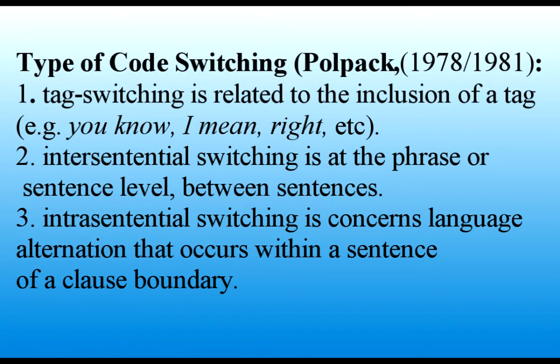The second type of code switching is intersentential switching, which is at the phrase or sentence level between sentences. For example, I don't want to go anywhere karena aku mau bikin tugas. The first sentence is in English and the following sentence is in Indonesian. And the last is the intrasentential one. This type of code switching is explained by the high probability of violation of syntactic rules as well as the requirement of a great knowledge of both grammars and how they map into each other.